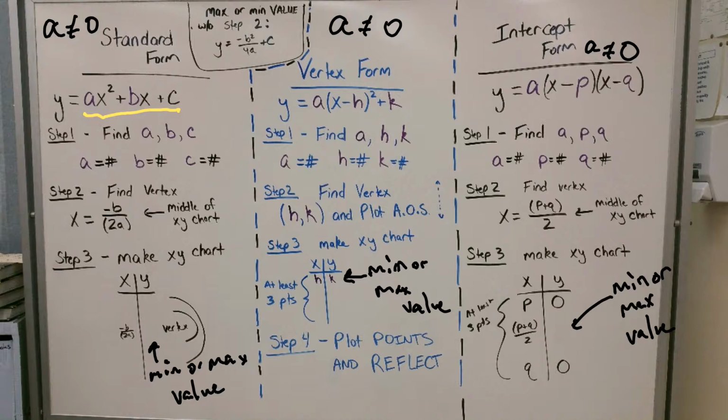Step 1, find A, B, and C. A is always in front of the x squared, so you find the x squared, and right in front of it is A. B, you find the x, right in front of it is B. And then C is always the number that doesn't have a letter with it.